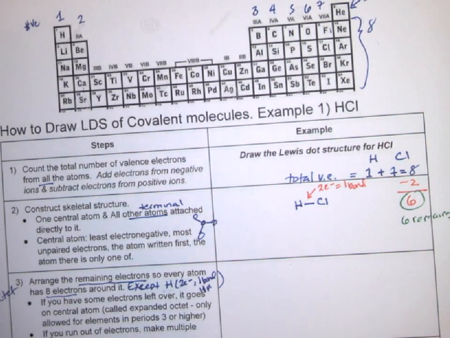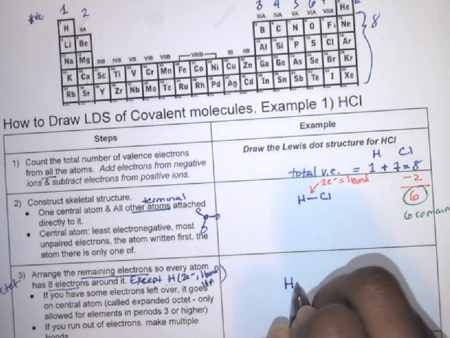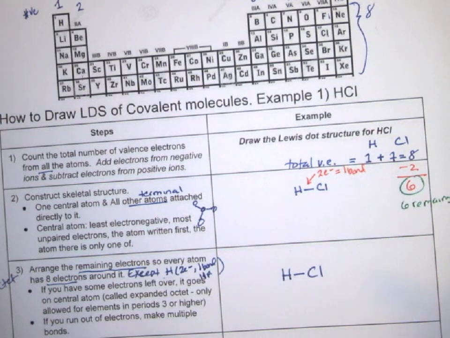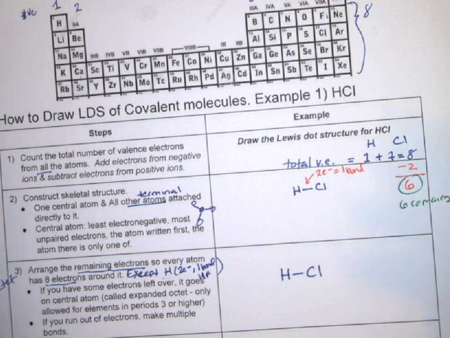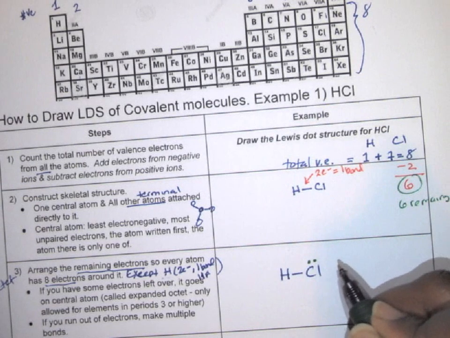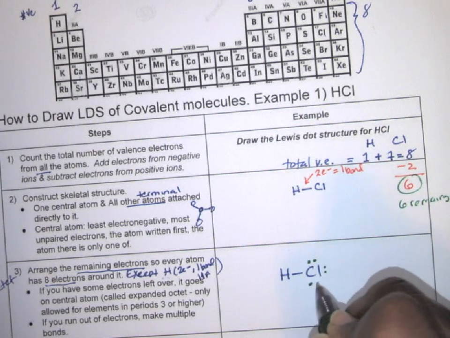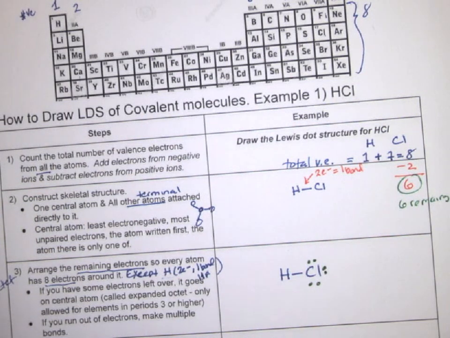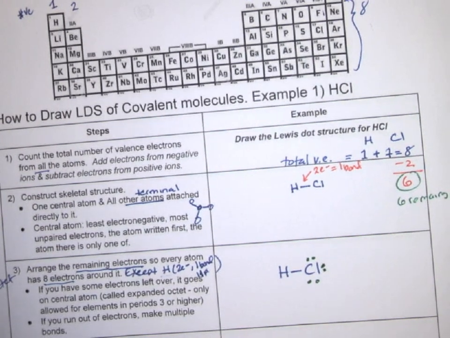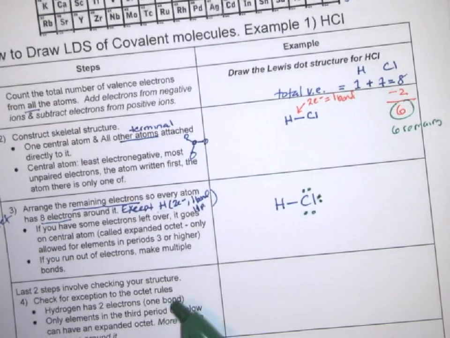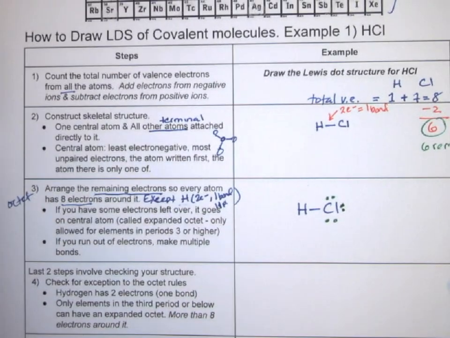So what I'm going to do is redraw it over here. Here's my skeletal structure. I need to arrange those 6 remaining electrons so that everything gets an octet. Now, hydrogen is good. It already has its 1 bond. But chlorine isn't, so I need to give it an octet. To do that, I'm going to arrange the 1, 2, 3, 4, 5, 6 electrons around it. Now we're going to check to make sure it actually has an octet. That's what the next step is talking about, checking to see if it has an octet. And I'll do that up here.